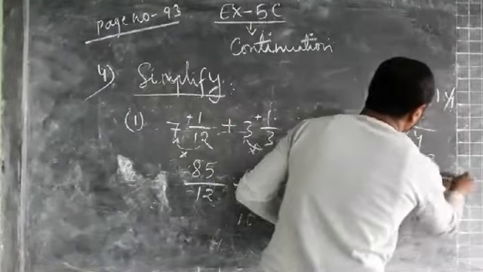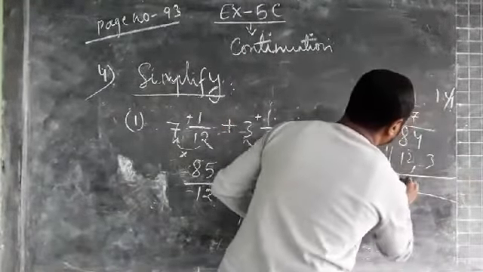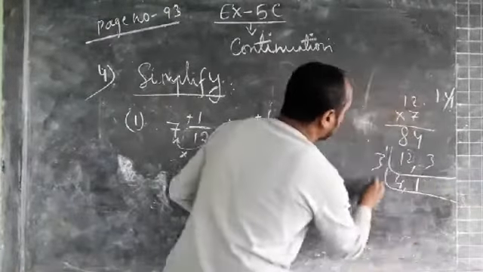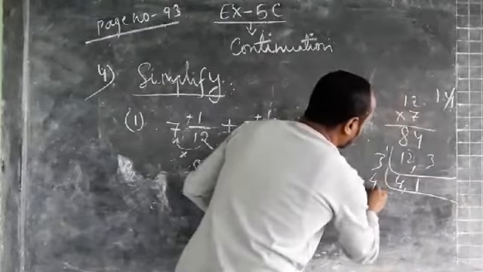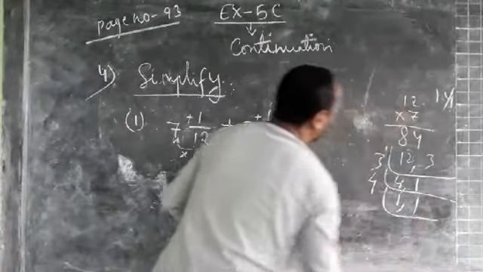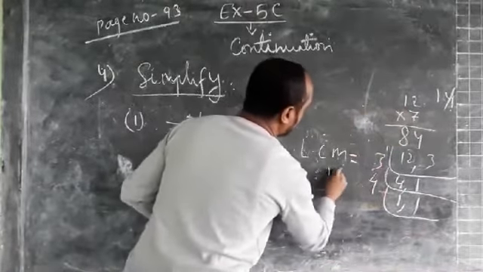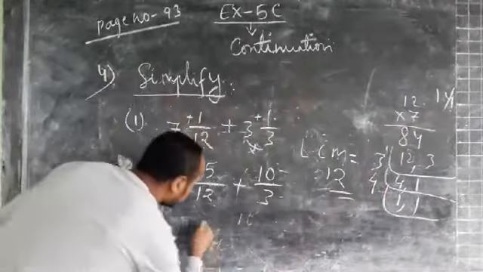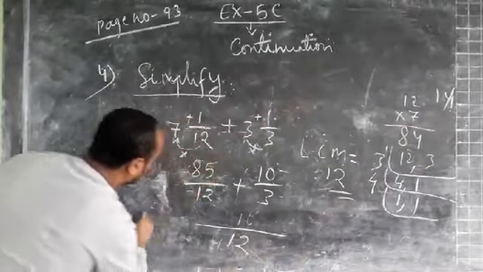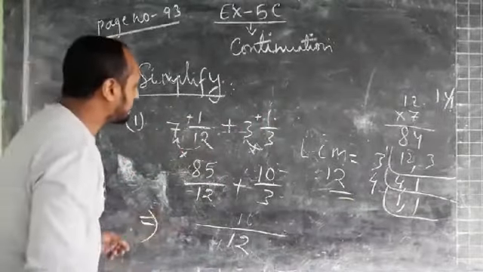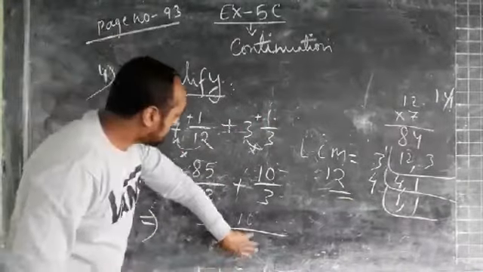Now we have to take the LCM of this 12 and 3. 12, 3. So it will go by 3. 3 4s are 12, 3 1s are 3. Now we can directly take it by 4. 4 1s are 4, 1. So here LCM equals 3 4s are 12. 12. Now next what you have to do is divide this 12 by this 12.